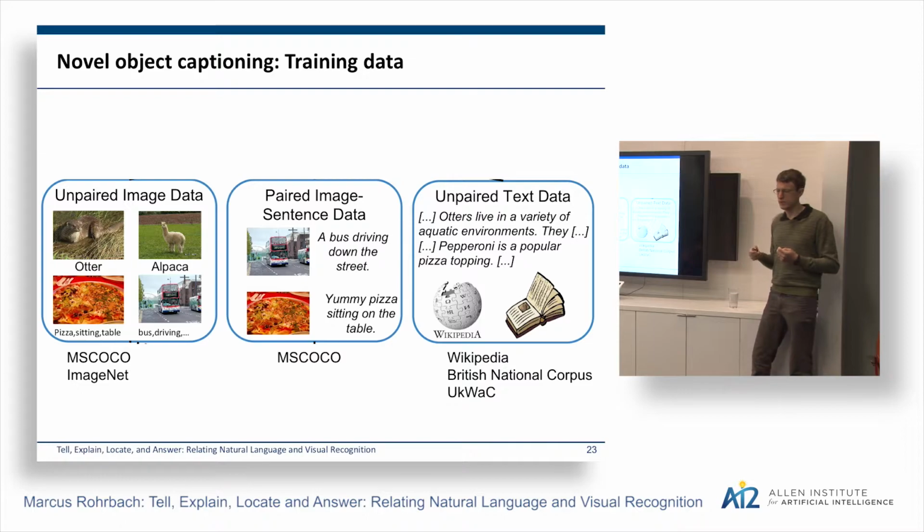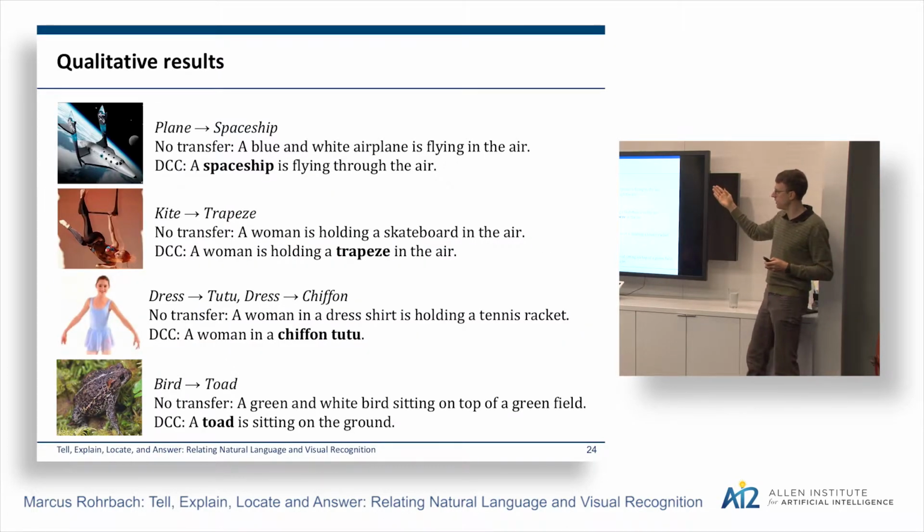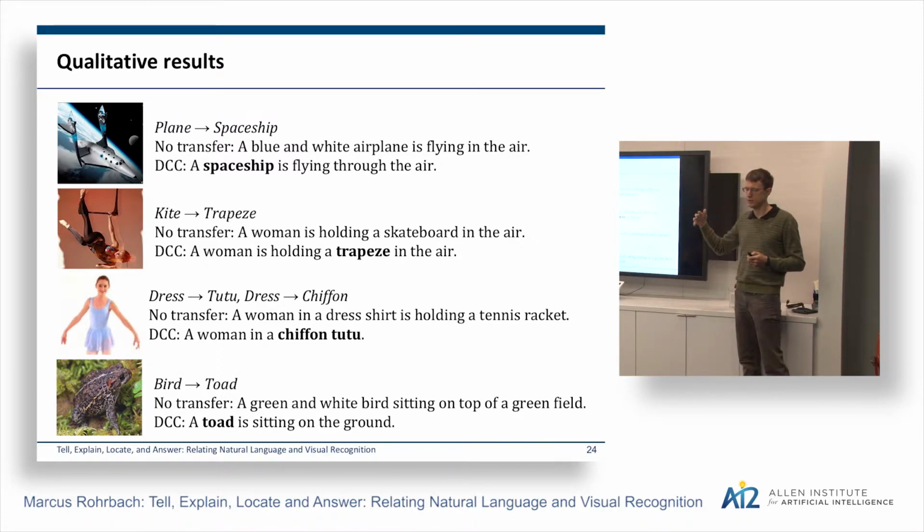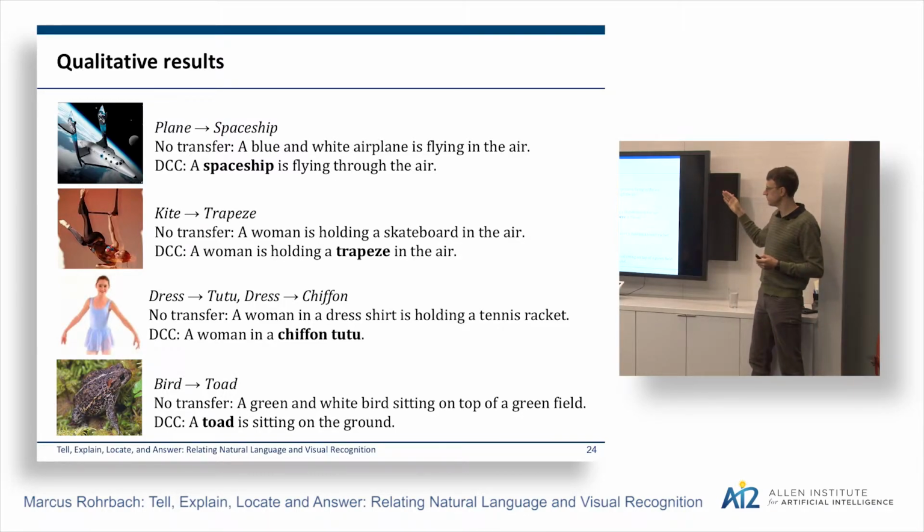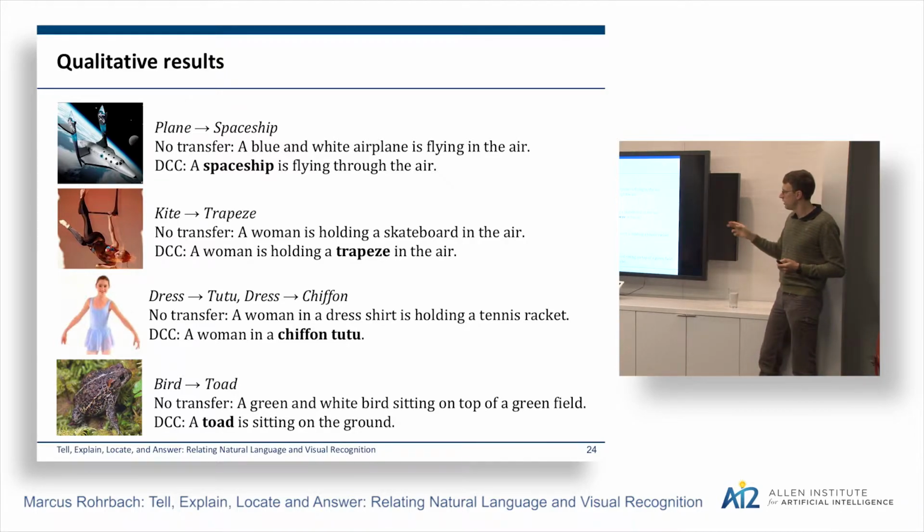And what's interesting, I think, is to look at examples. In the first example, we transferred weights from plane to spaceship, which we found to be most similar. If we don't have any transfer, the model would just say a blue and white airplane is flying in the air. But our deep compositional captioner says a spaceship is flying through the air. Or from kite to trapeze: a woman is holding a trapeze in the air. From dress to tutu and from dress to chiffon: a woman is in a chiffon tutu. That's interesting because even two concepts were transferred for a single sentence. For bird to toad: a toad is sitting on the ground.